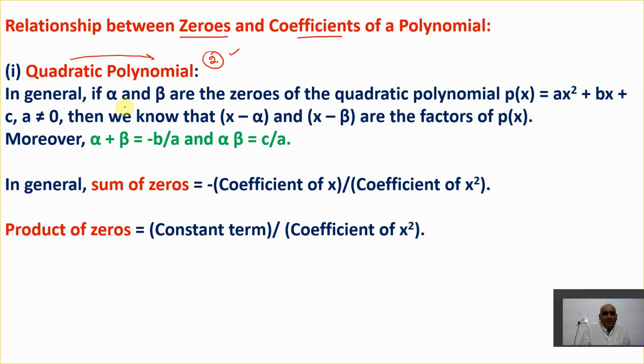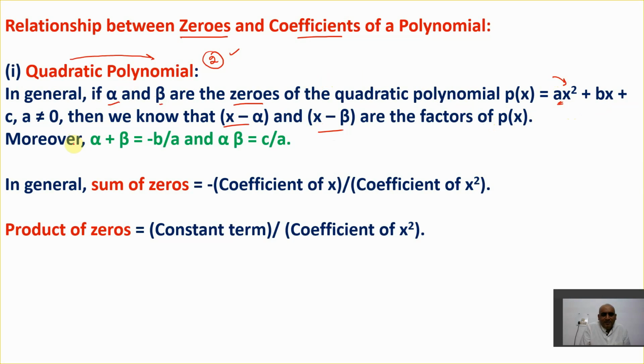In a quadratic polynomial, suppose alpha and beta are the zeros of the quadratic polynomial. Just now I told about the link between zeros and degree. Here the highest degree is 2 because it is quadratic. So 2 degree means 2 zeros, 3 degree means 3 zeros. Here the degree is 2, so the zeros will be 2. That's why he says alpha and beta are the zeros of this polynomial ax square plus bx plus c. Then x minus alpha and x minus beta are the factors of p(x).